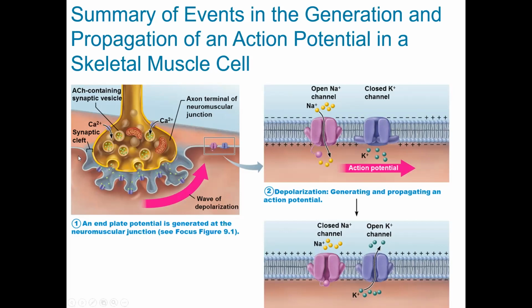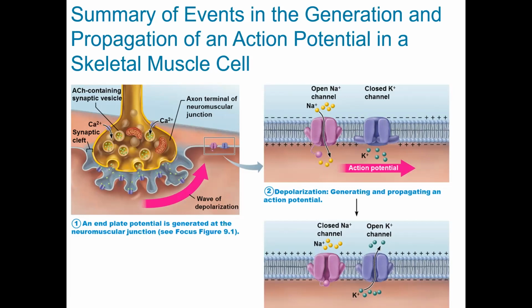When we hit threshold, sodium gates on either side of the motor end plate that are voltage gates will open up at minus 50. They start opening up. They allow sodium to rush into the rest of the cell membrane, into the cytoplasm of the muscle cell. Sodium rushes in. It changes the charge here. The charge is changing from threshold minus 50, it goes all the way up to plus 30. Sodium gates shut at plus 30 and potassium gates open. We have an action potential that's running down across the membrane as we depolarize each region that we come to.